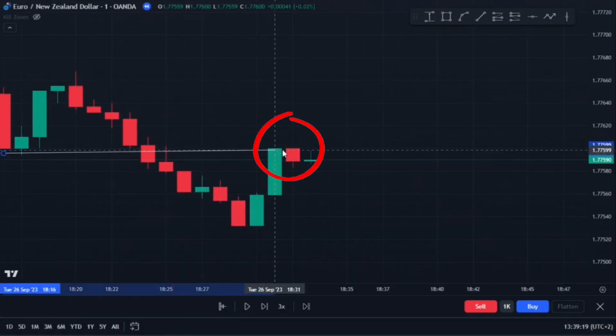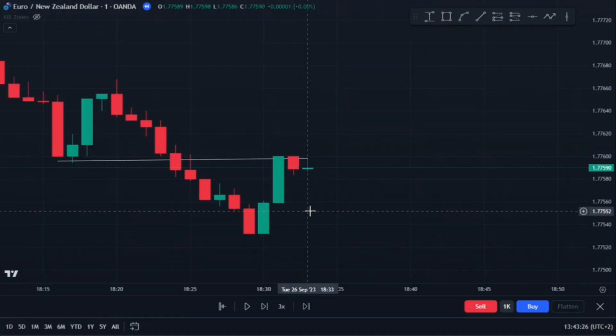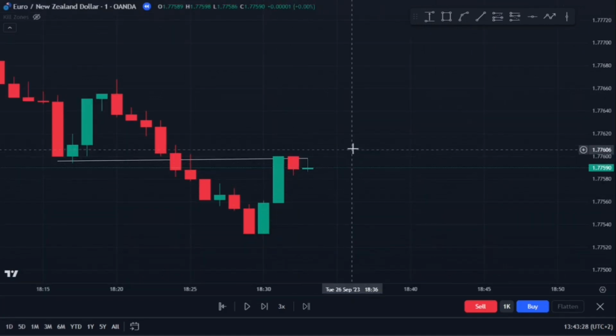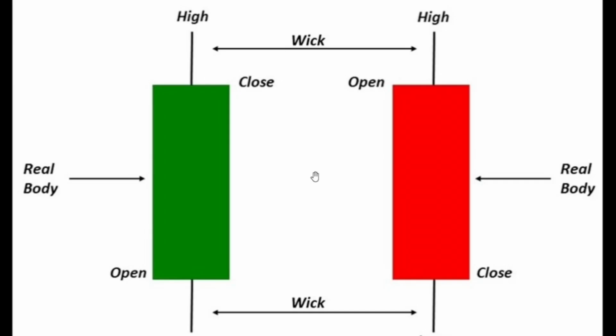Right, as you can see, the price came back up to test this resistance zone with a beautiful bullish candlestick. Now that the price has come back up to retest this zone, this would be a good time to enter a sell position. Just keep in mind, when the price retests a zone, it doesn't mean you should just enter a position. You need to wait for some sort of confirmation.